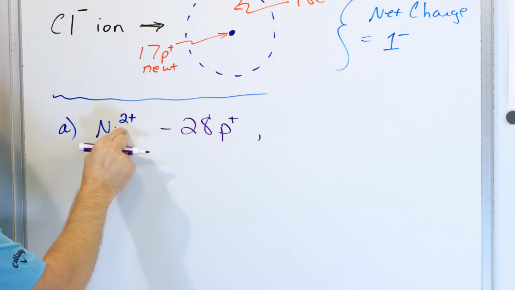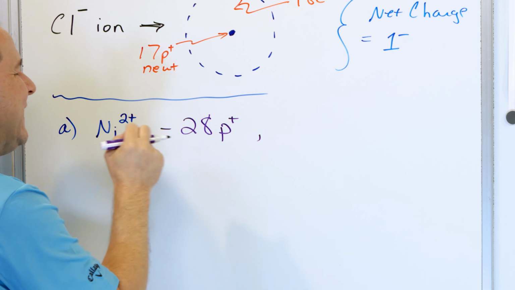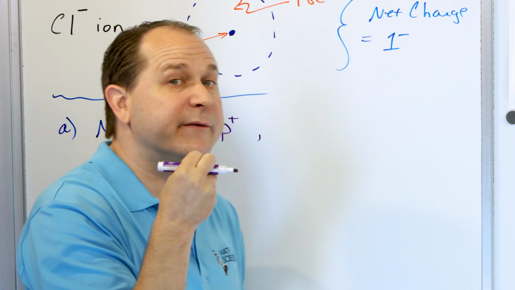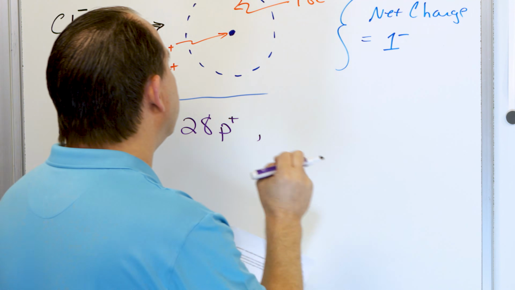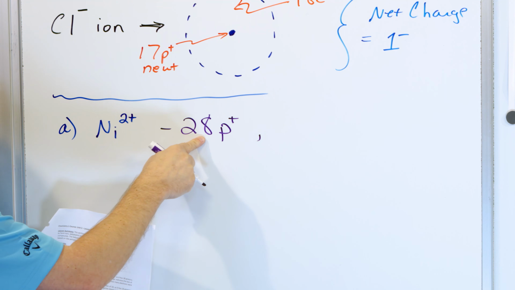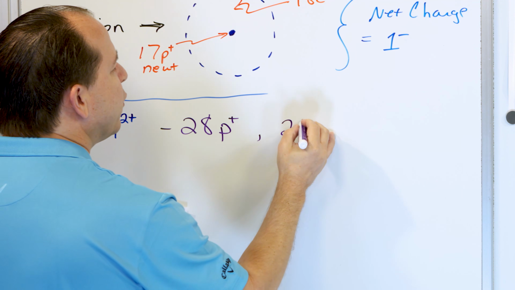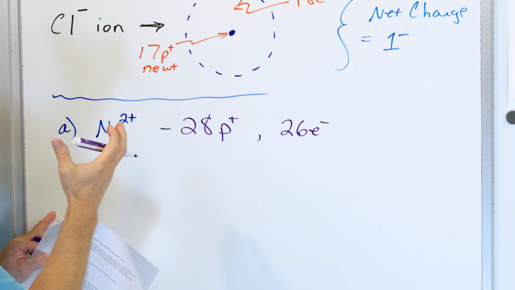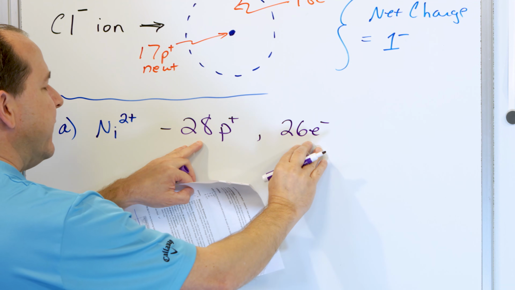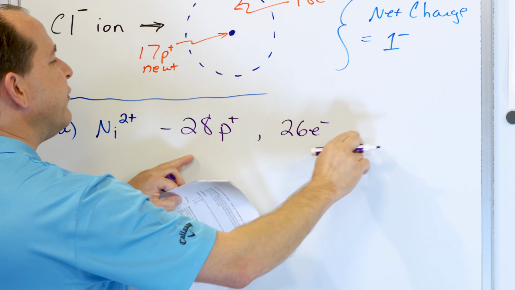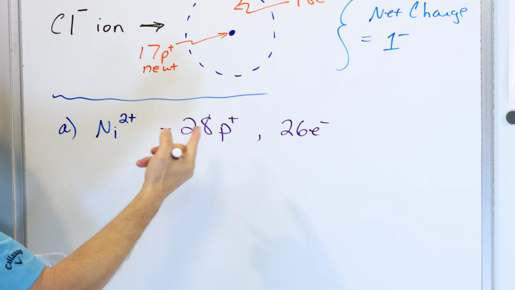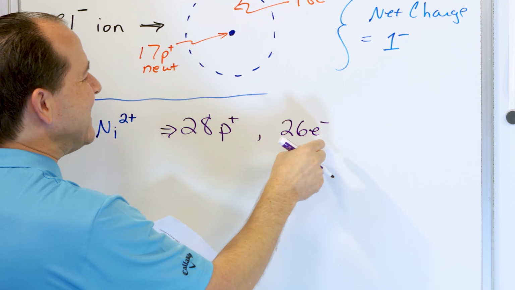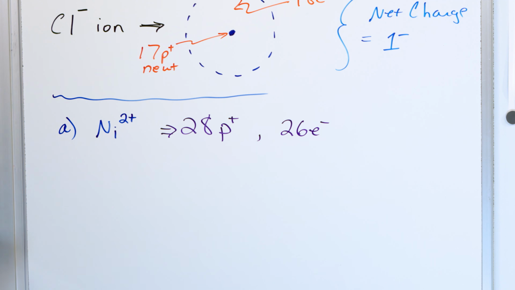Now, if this were a neutral nickel atom, it would have to have 28 electrons to balance it, but this has a positive 2 charge. So we must have lost some electrons. If the neutral atom has 28 protons and 28 electrons, this one must have 26 electrons, because it has a positive 2 overall charge. If it was 28 and 28, it would be balanced. But by losing 2 electrons, we have an overall charge of positive 2. Just add them: 28 positives plus a negative 26 is an overall charge of positive 2.